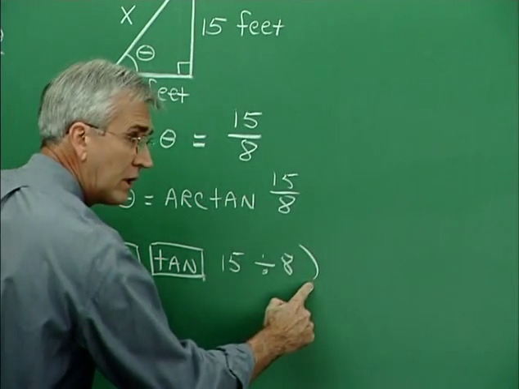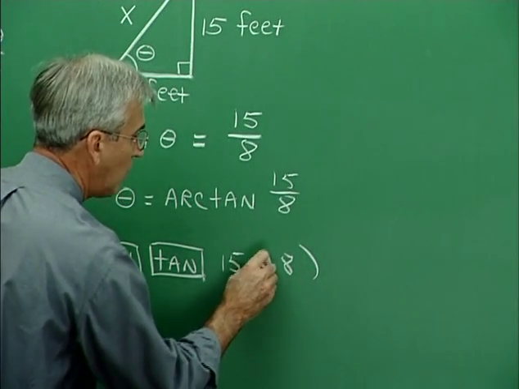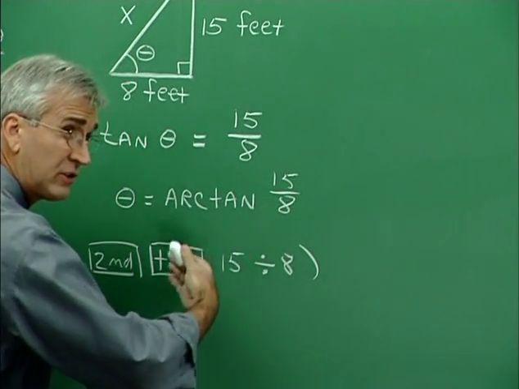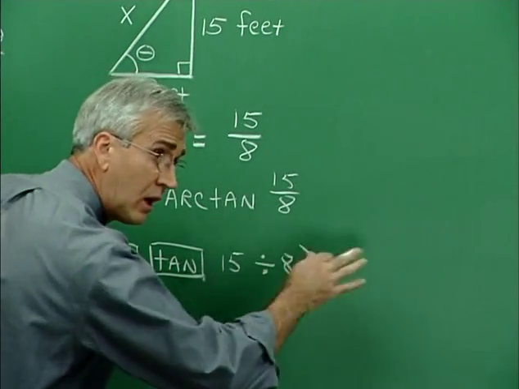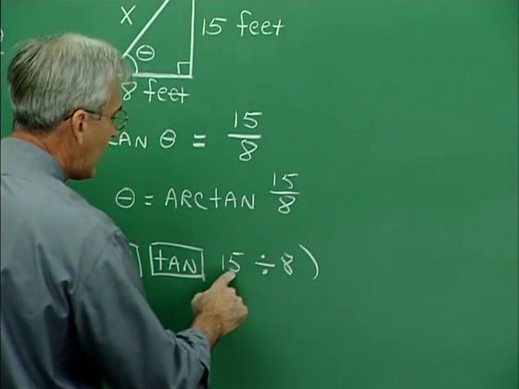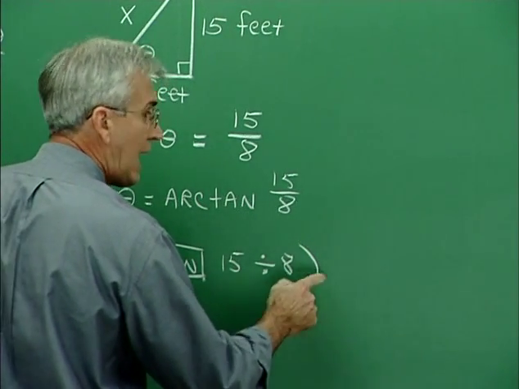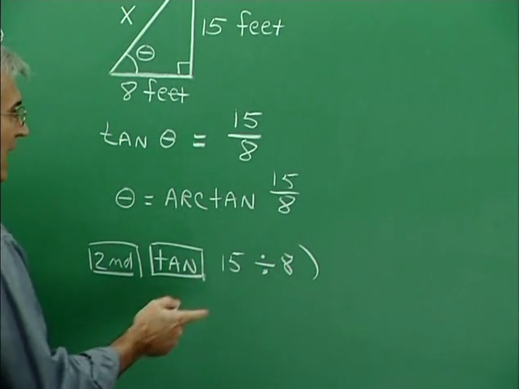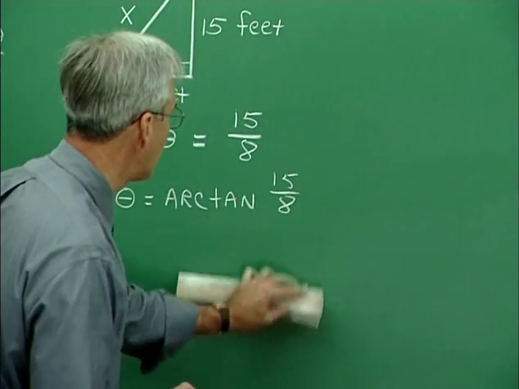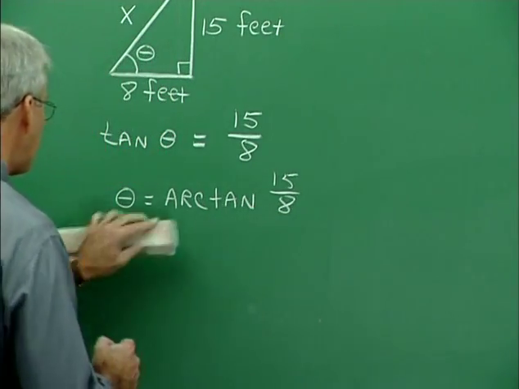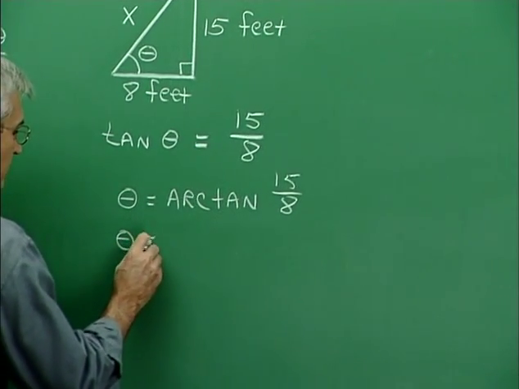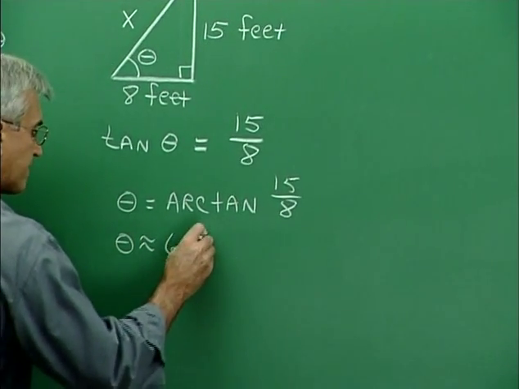But you close it over here, and actually you don't have to close it in this particular circumstance, but it's wise to close parentheses that have been opened for you because of future, more complicated problems that we'll run into. At any rate, we'll have 15 divided by 8, close parenthesis, and press enter, and we find the value for the inverse tangent of 15/8, and it turns out to be approximately 62 degrees. So theta is approximately 62 degrees.